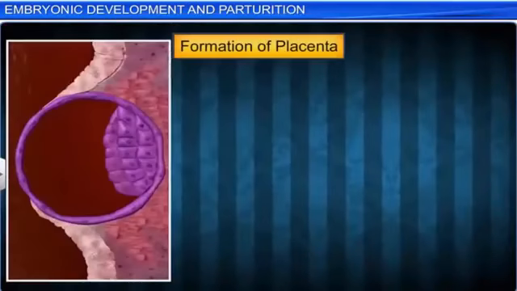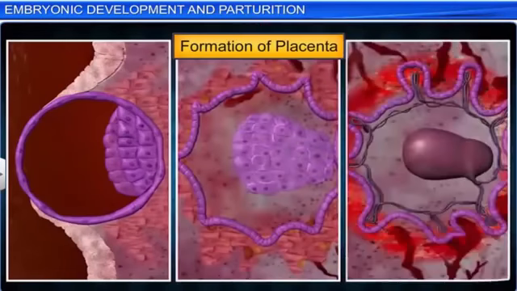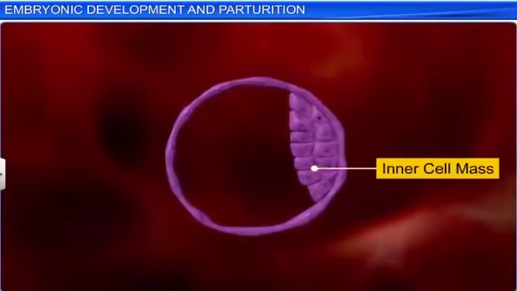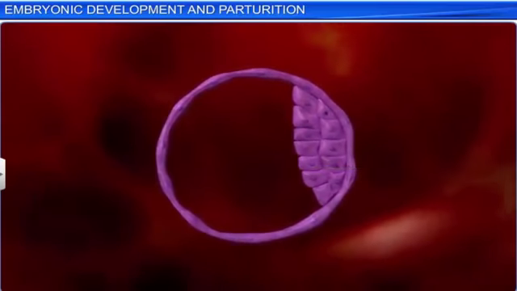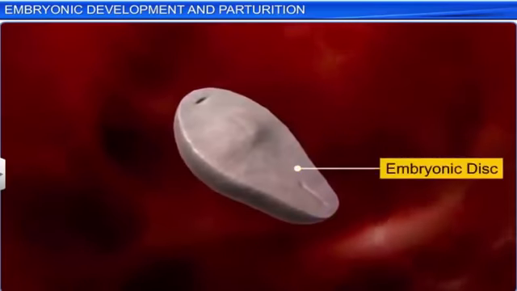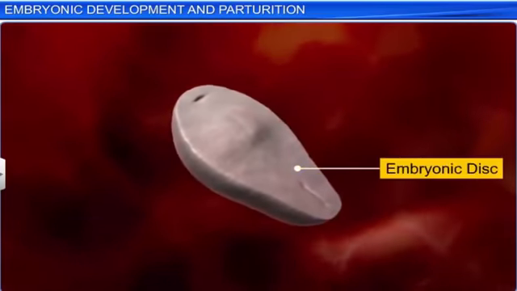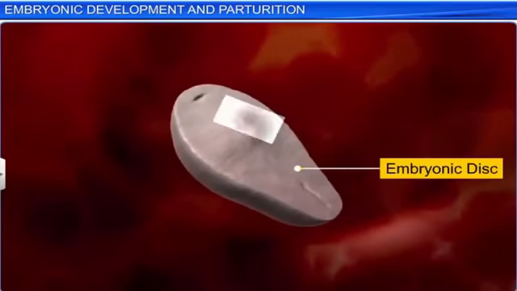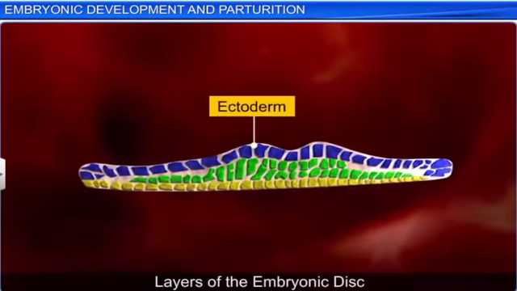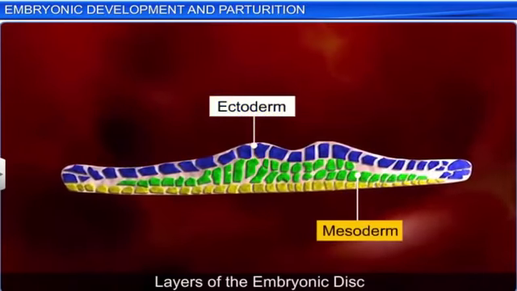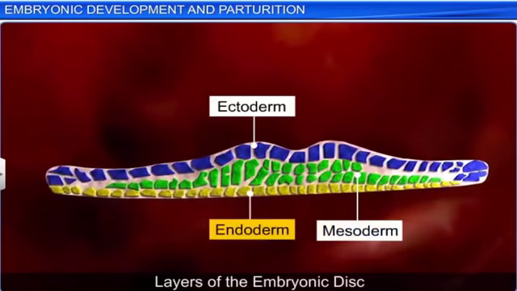Interestingly, when the placenta begins to form, the inner cell mass moves downwards and differentiates to form an embryonic disc consisting of 3 germ layers: the outer ectoderm, middle mesoderm, and inner endoderm.